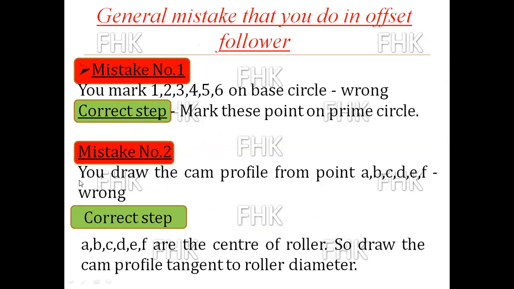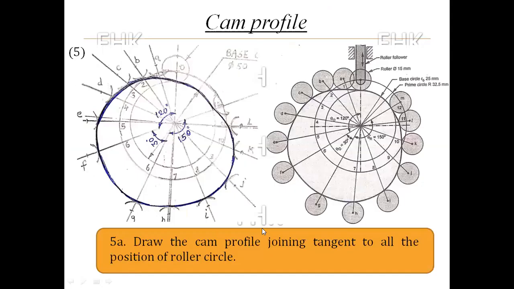Already discussed that point. And the second mistake: you draw the cam profile from points A, B, C, D, E, F, which is wrong again. The correct step is that A, B, C, D are the centers of a roller, and through those points you have to draw the rollers. After drawing each position of the roller, we only require the tangency point. So in the examination you need not draw the complete circle of the roller, only draw the curve of the roller. From that we have to draw the tangency curve, the curve which is tangent to that roller. So only the tangency point is required.